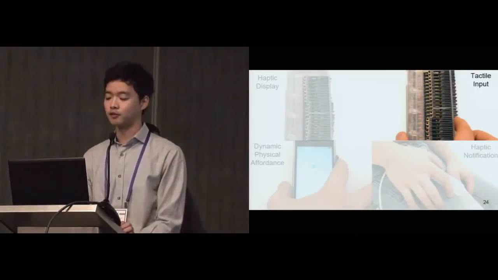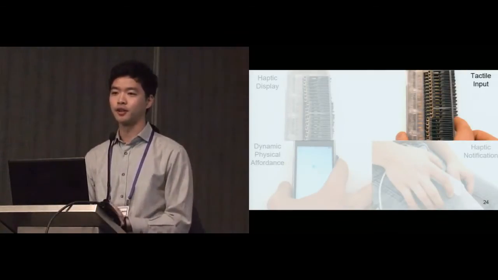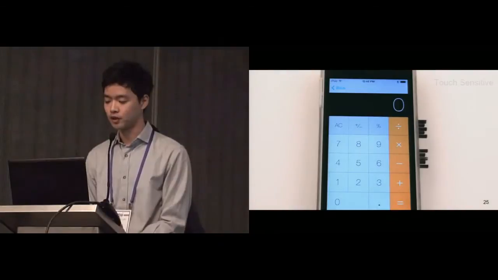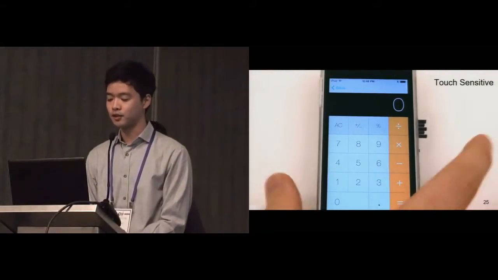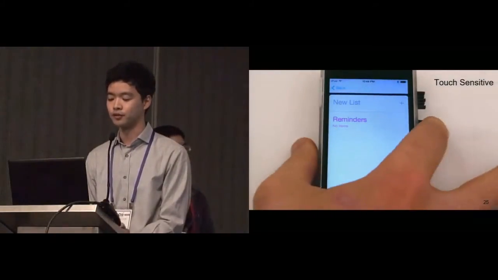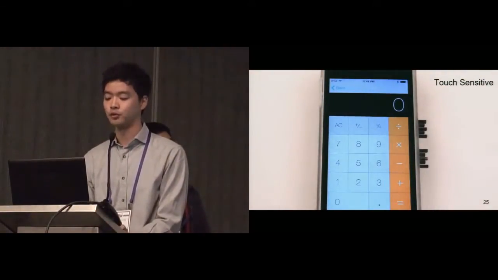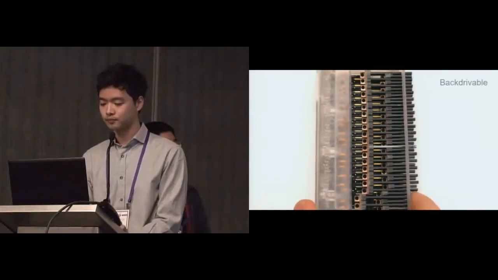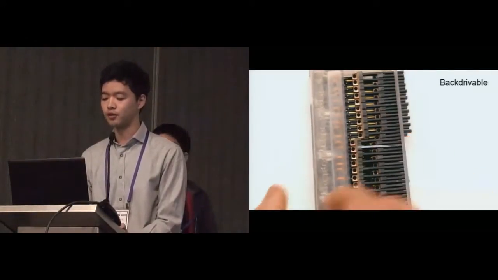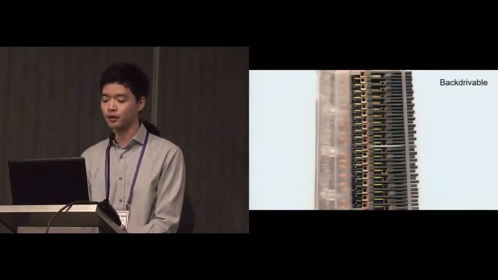Our device is a bidirectional interface, meaning it can not only display contents, but also receive inputs. Each of the pins is touch sensitive, so it can be used as a button to trigger different events. In this video, a group of pins is used as a button to switch between applications. They're also back drivable, so the user can not only tap, but also push on the pins.